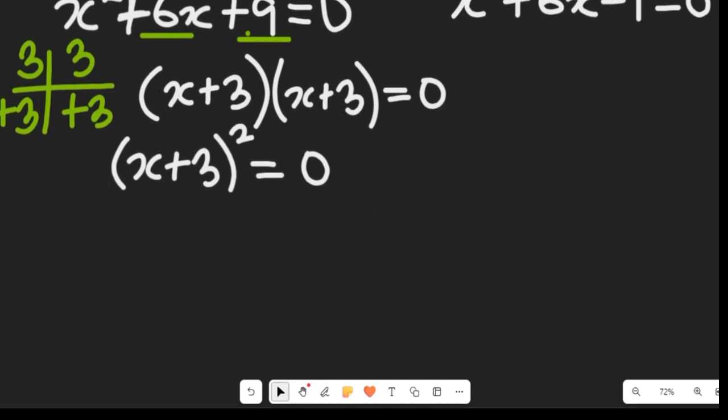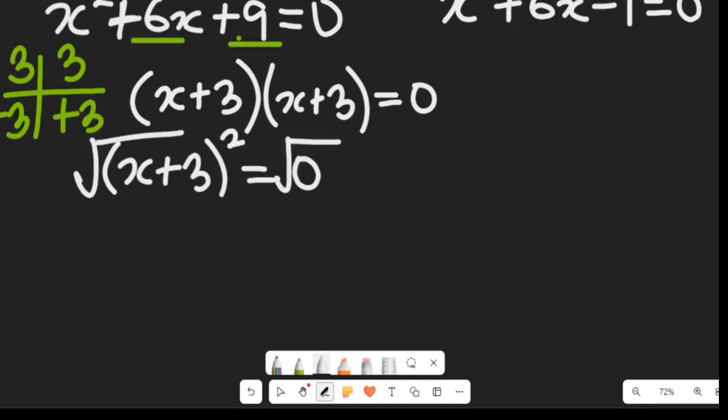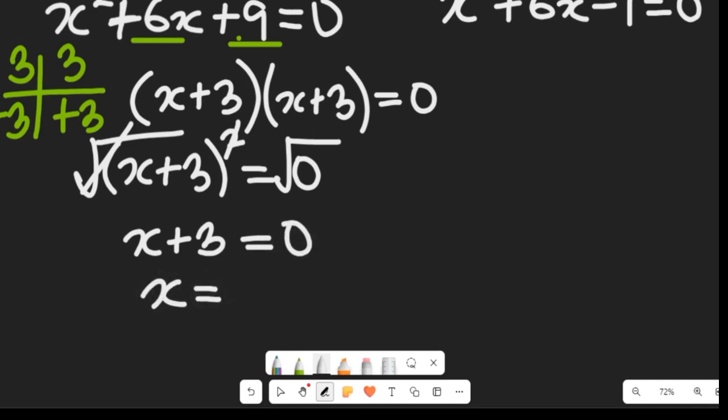Now from this expression, we can decide to take the square root of both sides. We take the square root of this side, we take the square root of this side. This is going to clear the square root, and then we'll be left with x plus 3 to be equal to 0. And the value of our x can be equal to -3. And that is one solution to the value of x.